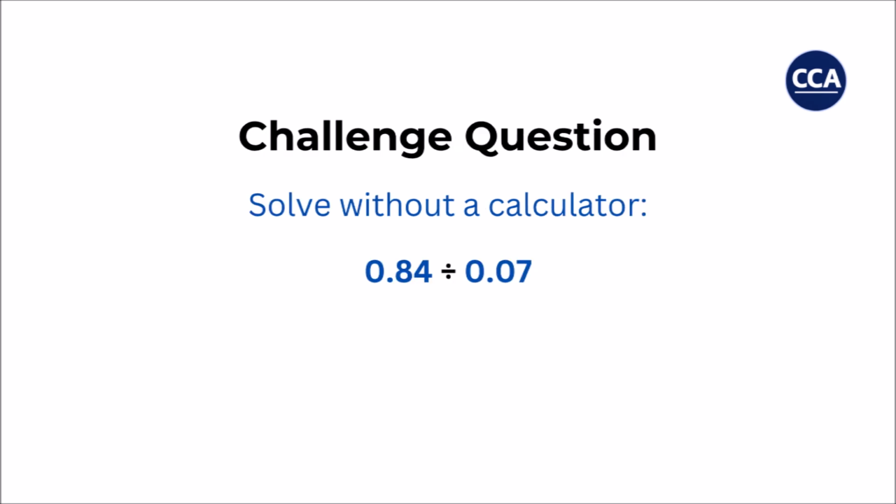Now, the final one. Can you solve this without a calculator? Pause the video and try. Here is the solution. Move both decimal points 2 places to the right. The problem becomes 84 divided by 7. The answer is 12. So, today we learned some important rules and tricks of decimal division.